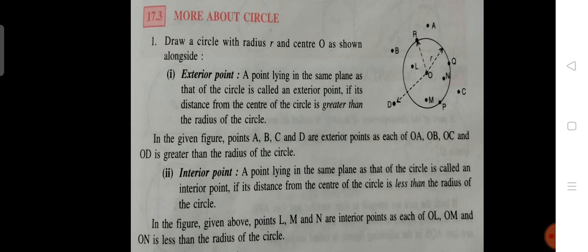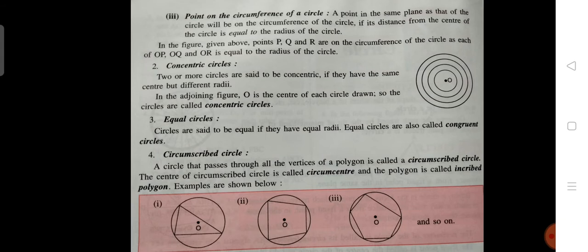If we join O, L, that is less than the radius of the circle. Okay, that is the interior point. And next is the point on the circumference of a circle. A point in the same plane as that of the circle will be on the circumference of the circle if its distance from the center of the circle is equal to the radius of the circle.